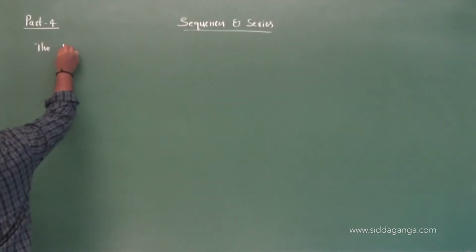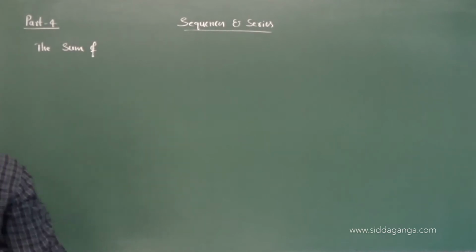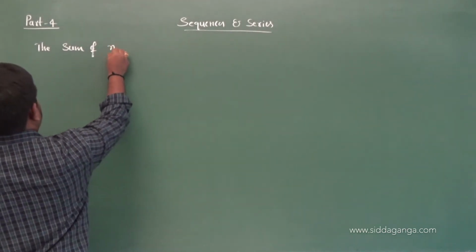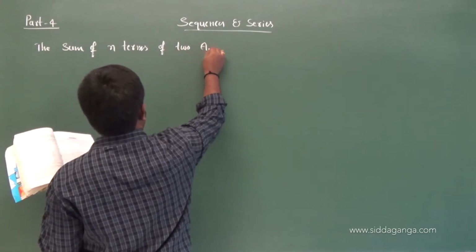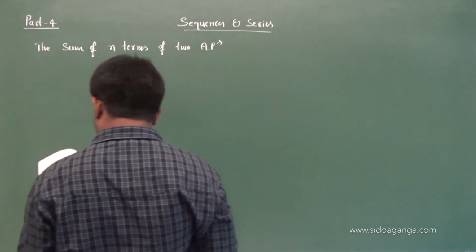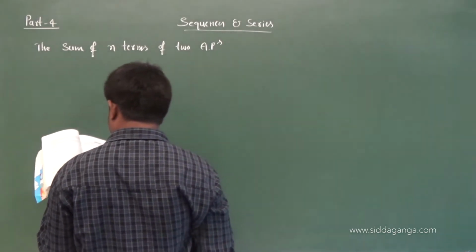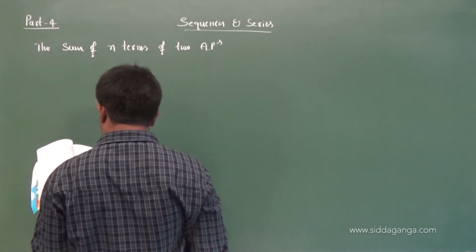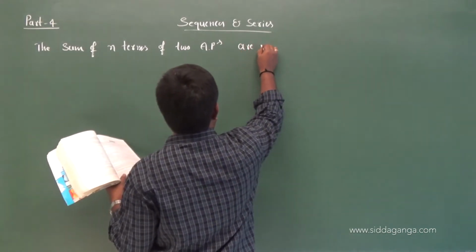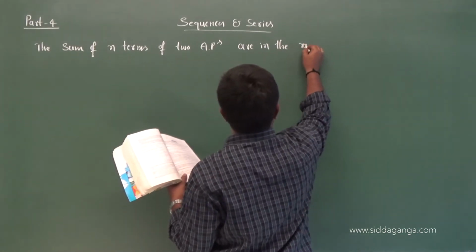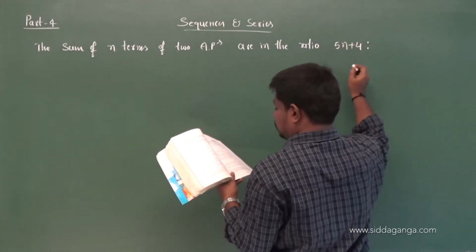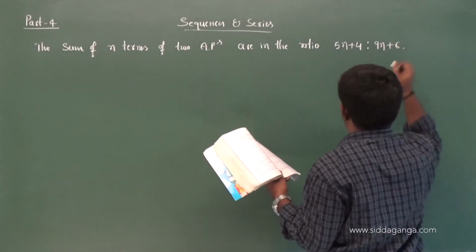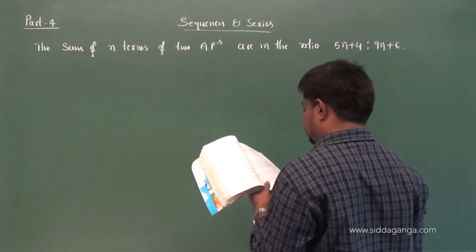The sum of n terms of two arithmetic progressions are in the ratio 5n plus 4 is to 9n plus 6. Find the ratio of their 18th terms.